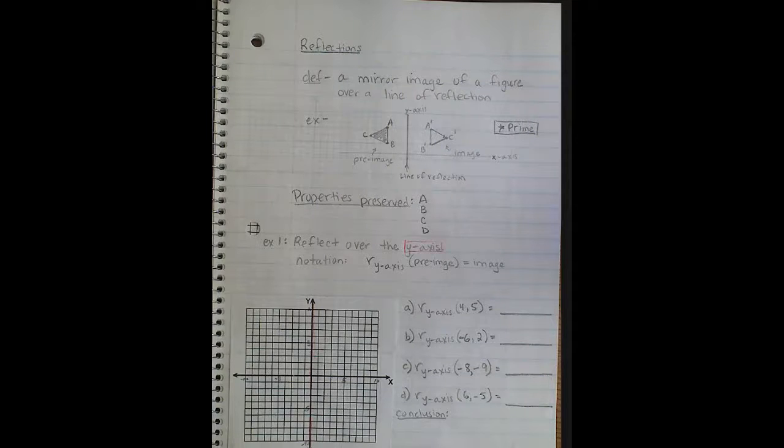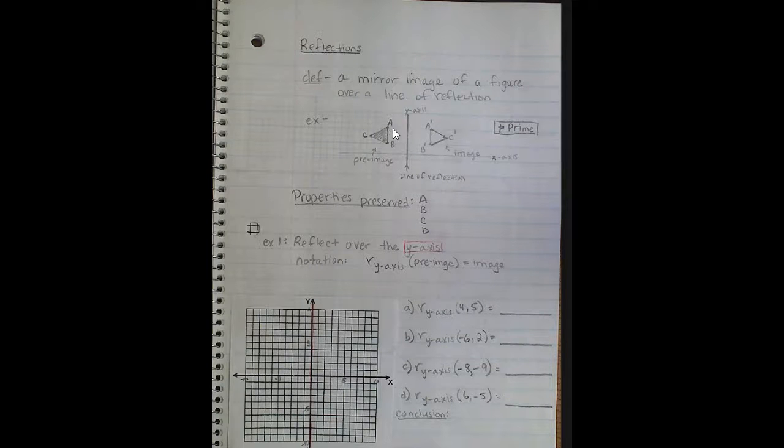Okay, so the first thing you want to know about reflections is the definition right here. The definition of a reflection is just a mirror image of any figure over a line of reflection. So we are going to primarily be doing reflections on the coordinate plane down here. But just to give you a little example, you always would start out with something called a pre-image. That's the object or the figure that you're trying to reflect. And then the line of reflection will tell you where you're going to reflect that object.